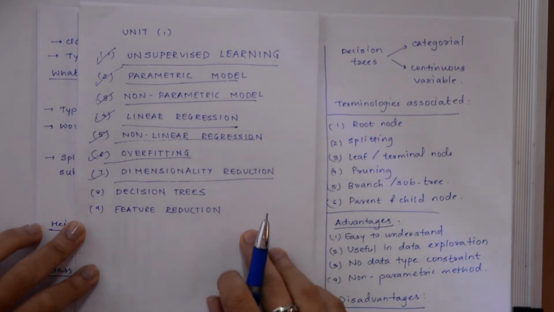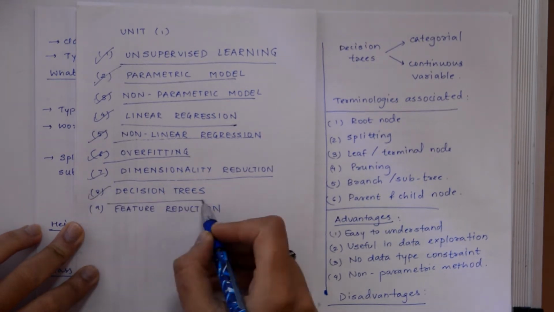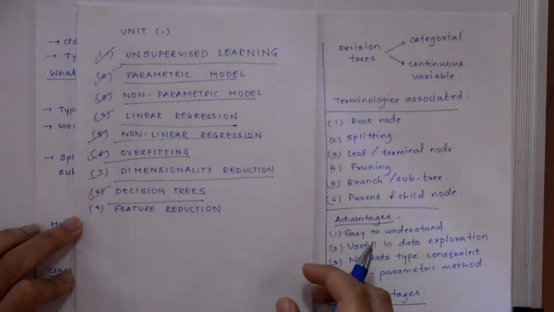Today we are going to talk about decision trees. That's the 8th part in the series.